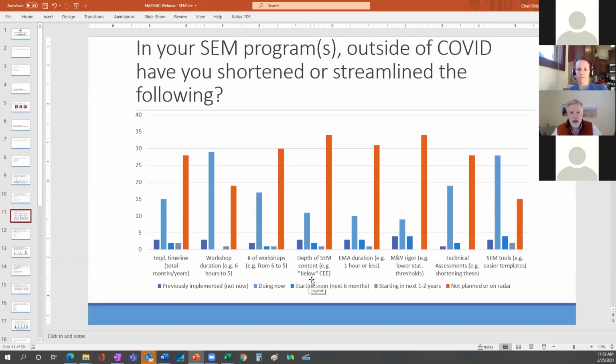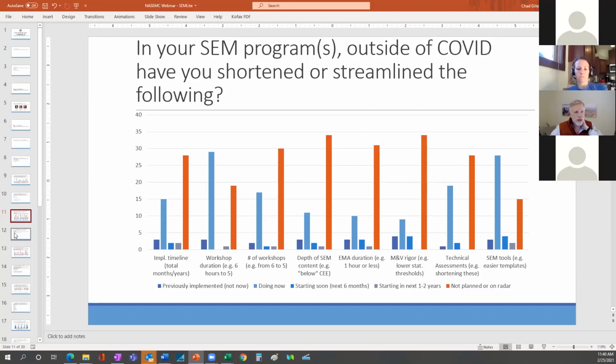Some people are doing the depth of the SEM content. So we talked about, do you go below the CE minimum elements? Is that something you have done in the past? Do you do things like shortening your EMA duration? Can you abbreviate that and still provide value, still provide the spirit of what an EMA, energy management assessment, does? And then lastly, can you alter the rigor? Maybe that's not even the entire word, maybe the spirit of how your overall M&V approach can be streamlined. I put lower statistical thresholds as the one you could relate to, but it could be just using more simplified types of models with fewer variables, which may relate to having lower thresholds.